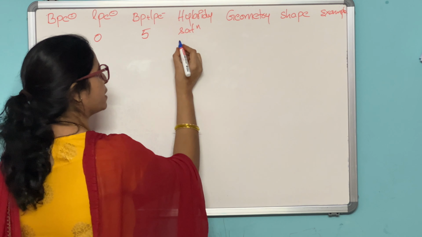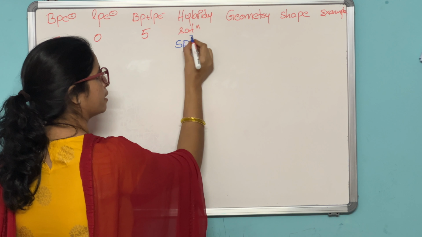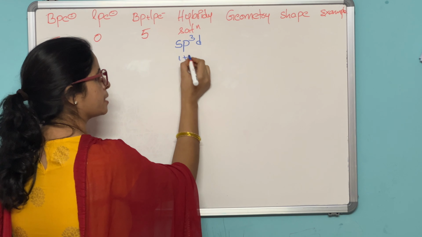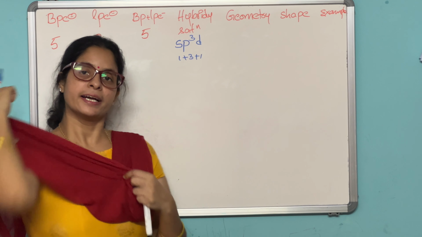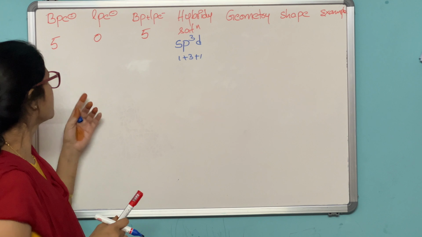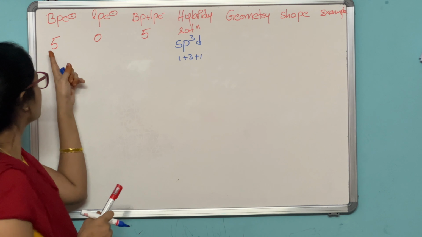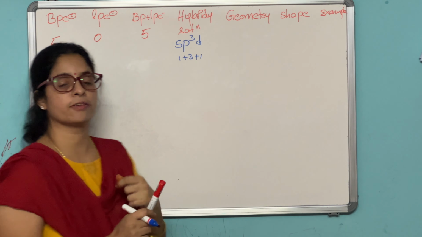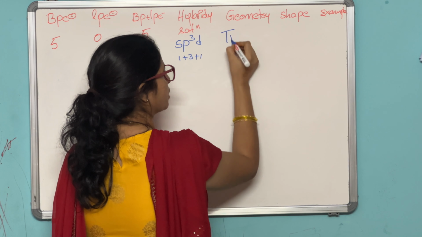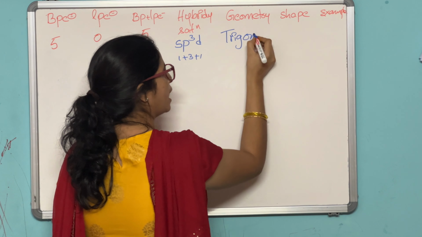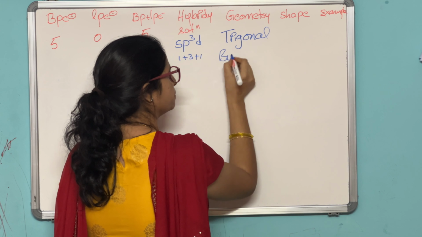So here the hybridization is sp3d: 1 plus 3 plus 1, that is, 1 s orbital, 3 p orbitals and 1 d orbital. Now what is the geometry? If the bond pairs and lone pairs of electrons total 5, it is trigonal bipyramidal.